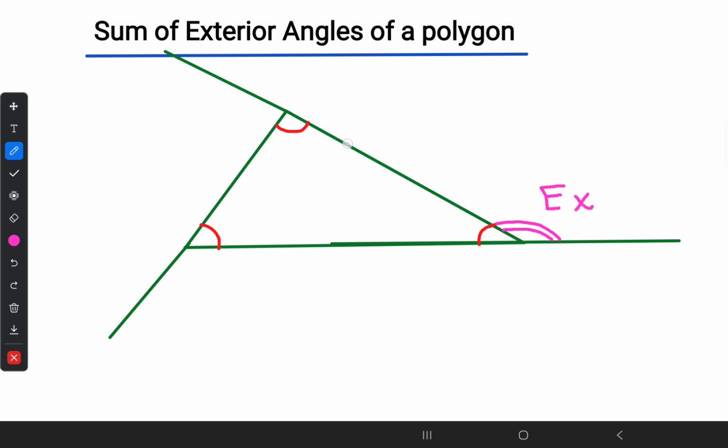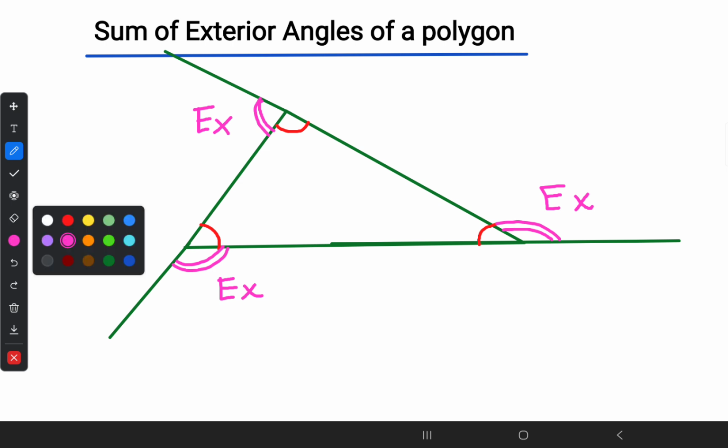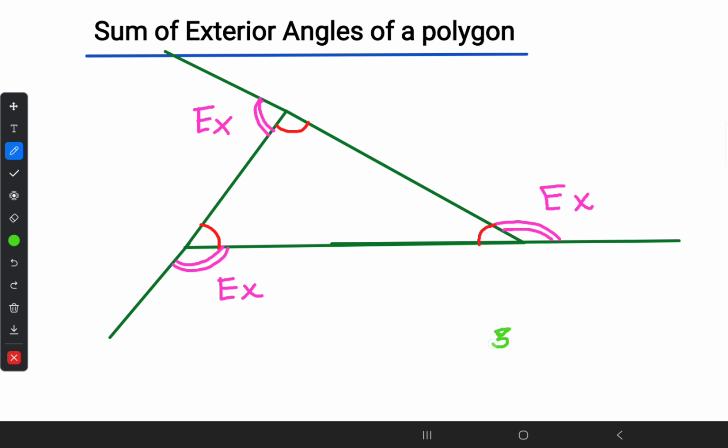So here also we just extended this line. If this is our interior angle, its corresponding adjacent angle would be our exterior angle. Here also, when we extend this line, not this one, not the entire 180, okay? If this is the interior angle, its corresponding adjacent angle would be our exterior angle. So the sum of exterior angles in a triangle equals 360.